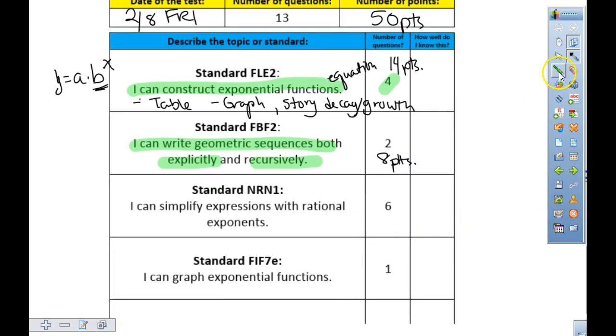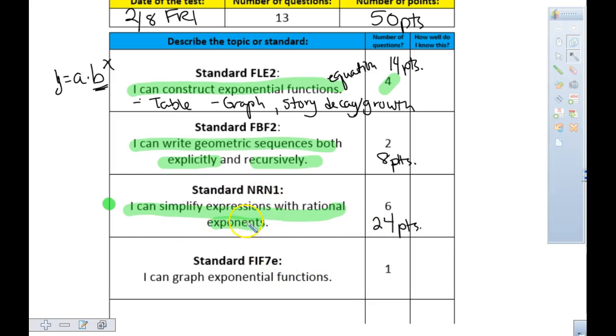The next standard is that I can simplify. This is like your quiz. So think back to the quiz that we took. Some of you did really well on that 48-point quiz. Each problem was 4 points. Same thing here. This is about half of your test, right? 24 points. So those 6 questions are just like the quiz.